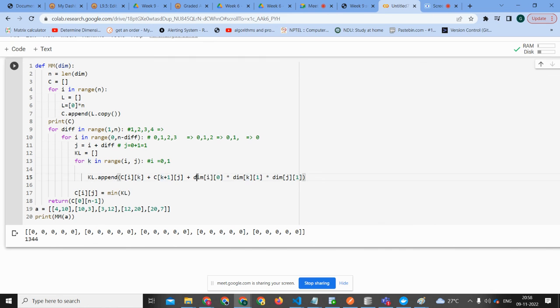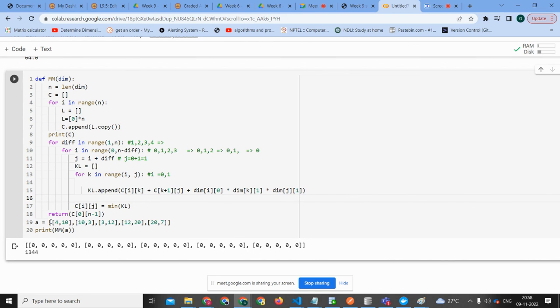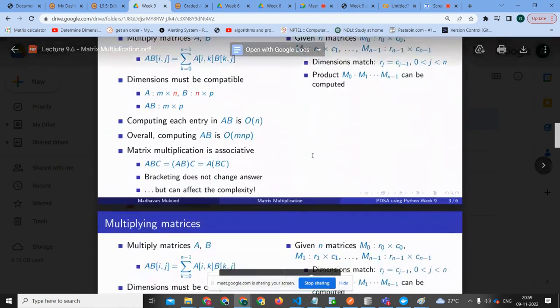Here, plus dimension of, what is this dim, whatever we gave here as the input. That's the dim of I, which is 0, the zeroth element, 4. It will be 4, and 0, 1, 4 into 10 into, okay. J is 1, so 4, 10, 3, they are multiplying these two matrices. This is actually calculating the number of steps included. Okay, this is making sense. I think I'll go here.